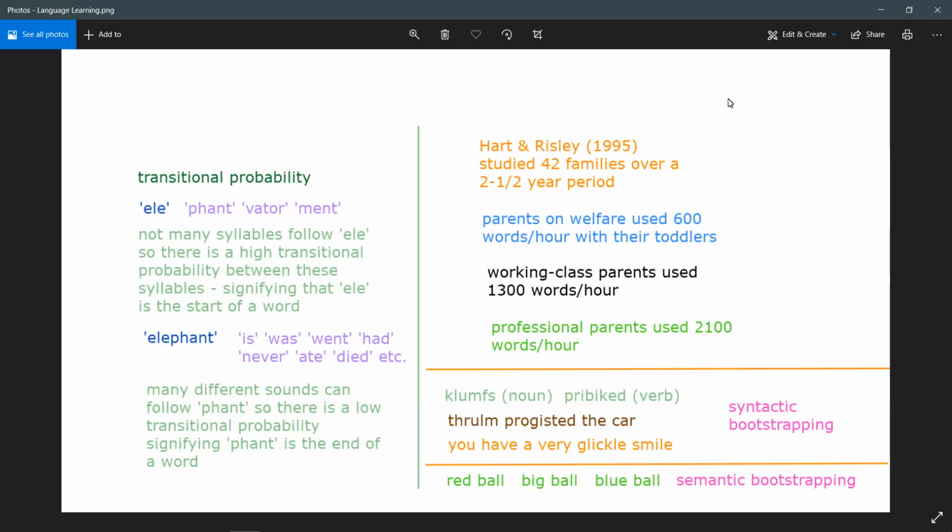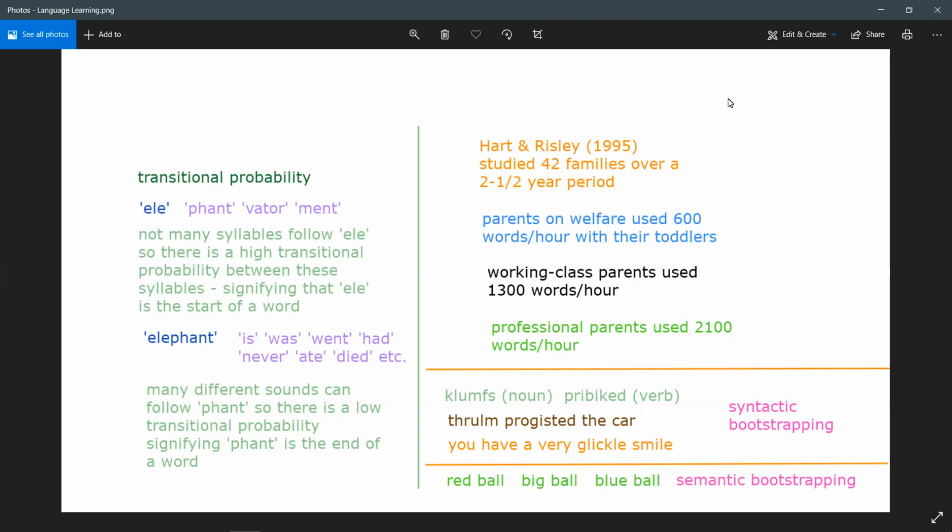And in each of these examples I gave, the sound of Ellie was followed by fant: elephant, elephant, elephant. And obviously there's a couple of other words that Ellie could begin: Vader, elevator, element. But not too many syllables can follow the sound of Ellie. So when there's only a few possibilities, this signals a high transitional probability, and it tells the infant that Ellie is part of a word. It's the beginning of a word. Because there's only a couple of possibilities that come after it, it must be part of a word. And so when they hear elephant, they connect the fant to the Ellie.